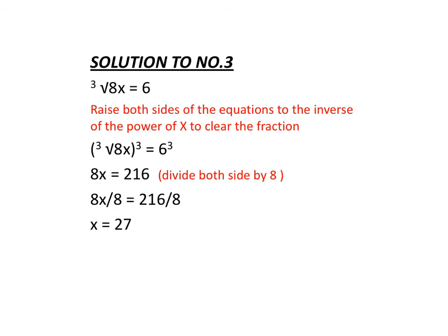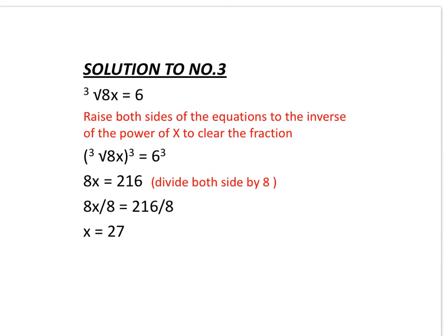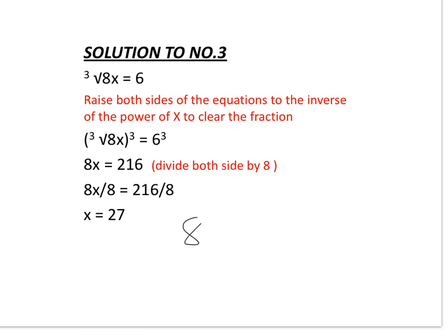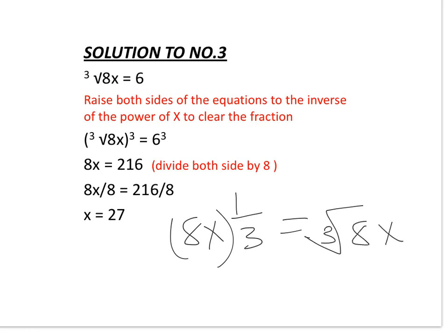Solution to question number 3. Question number 3 says cube root of 8x is equal to 6. So to solve this, you raise both sides of the equation to the inverse of the power of 8x to clear the fraction. 8x raised to power 1 over 3 is equal to cube root of 8x. So the power of 8x in this question is 1 over 3. So the inverse is 3.